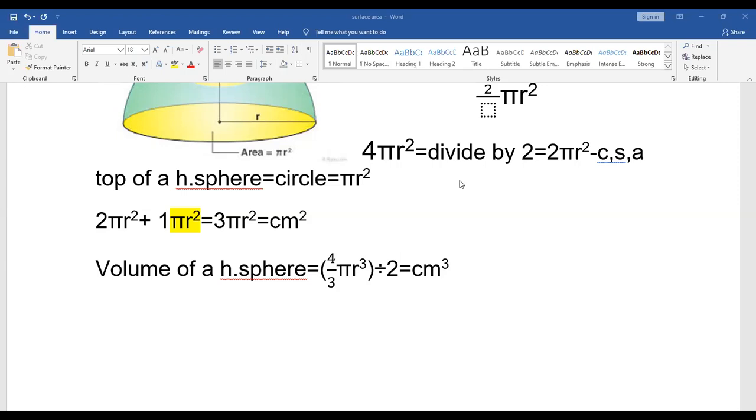So that is how you are able to find the surface area and the volume of a sphere and a hemisphere. And that one will bring us to the end of that topic.